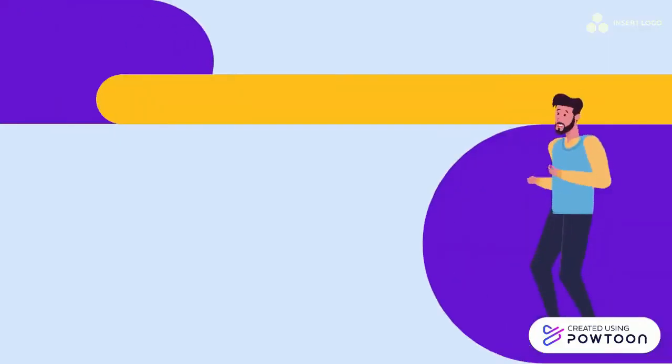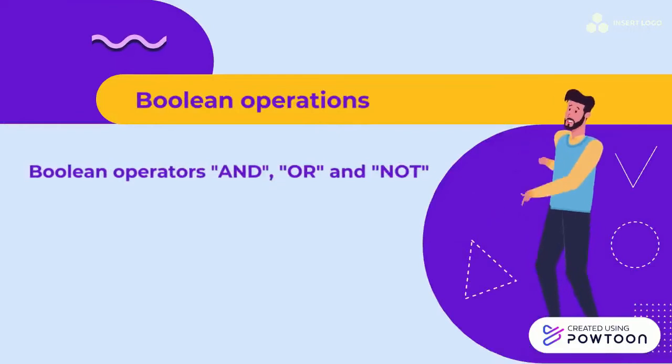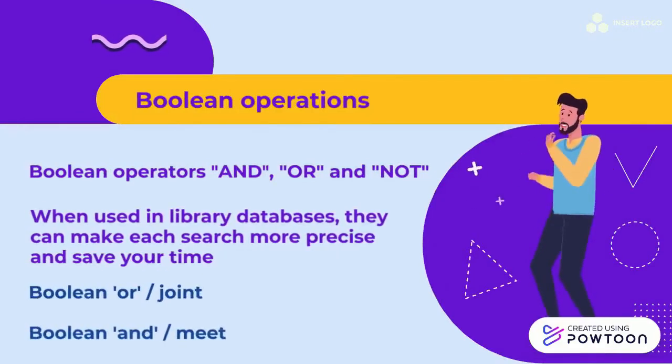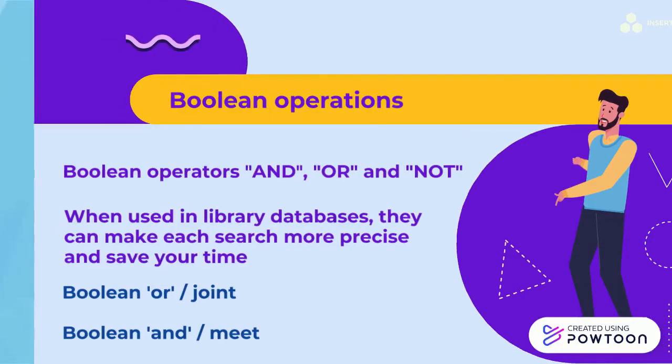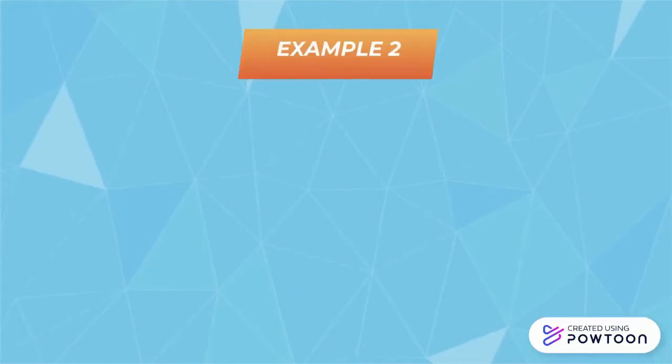Now we will look at the Boolean operations. Boolean operators are the words and, or, and not. Boolean operations have two types: Boolean or, or join, which we use for the union of two relations, and Boolean and, or meet, which we use for the intersection of two relations. Let's discuss more on join and meet.